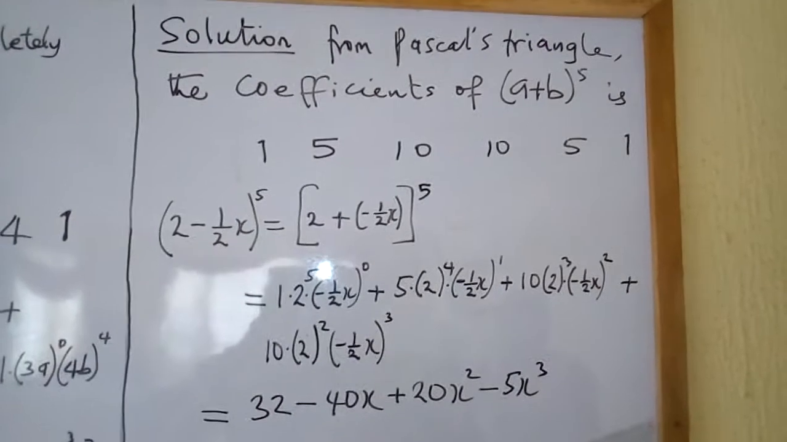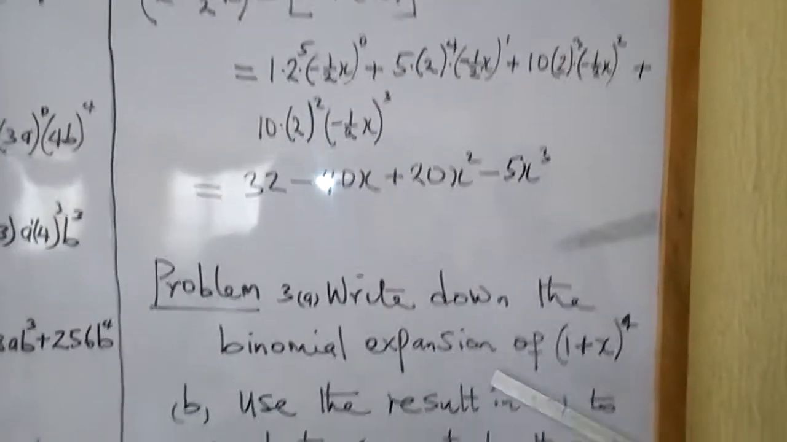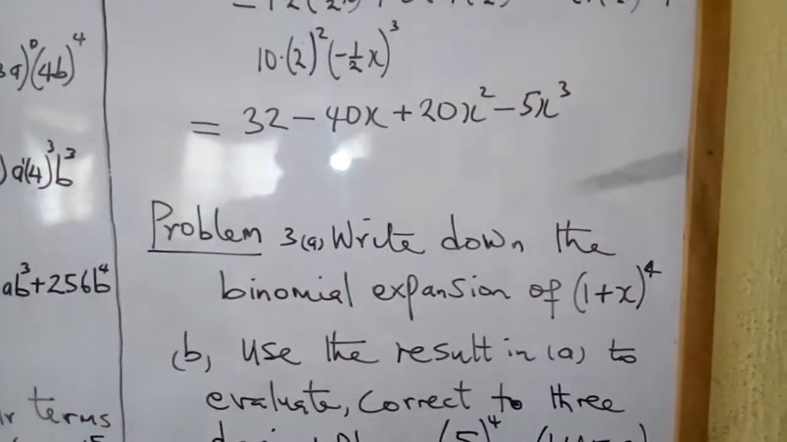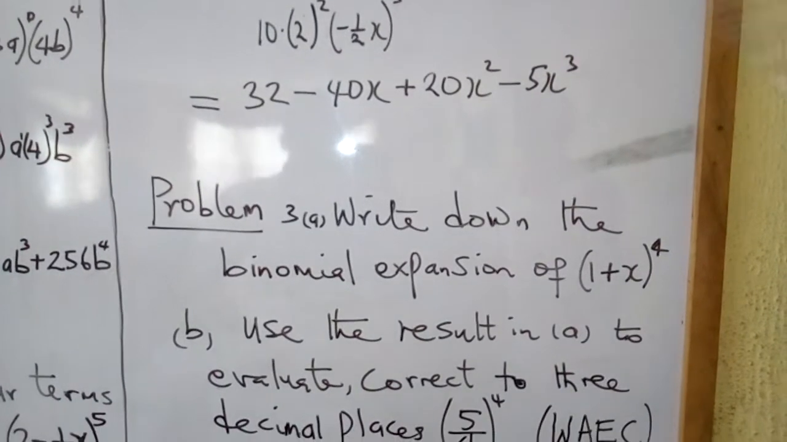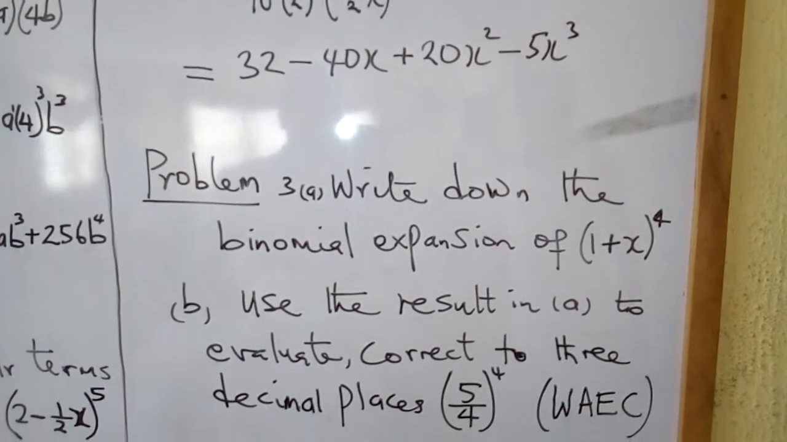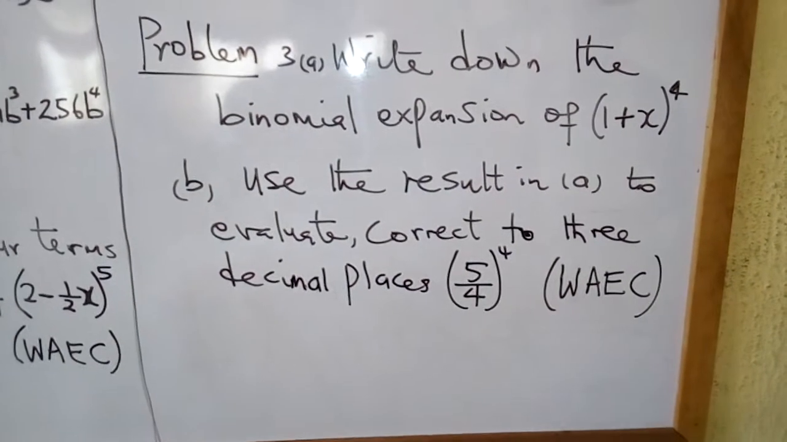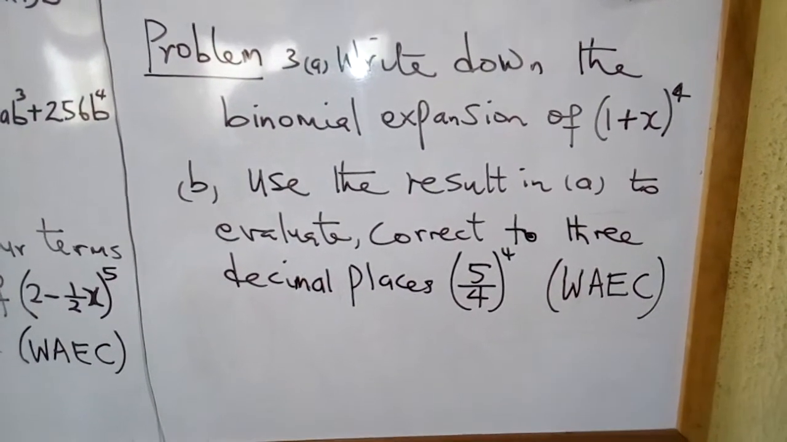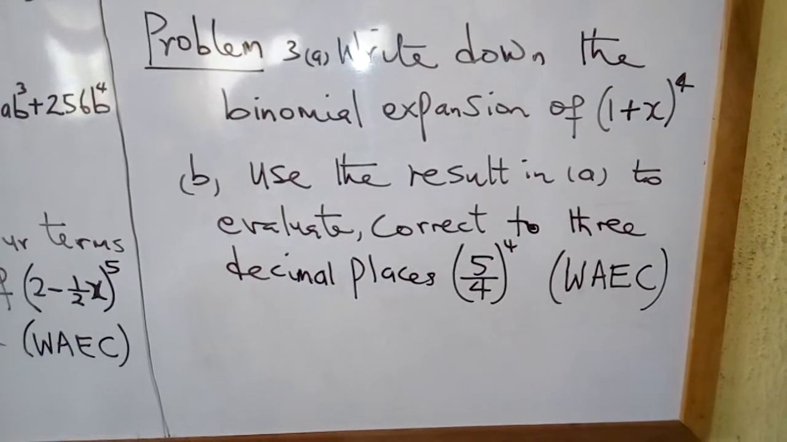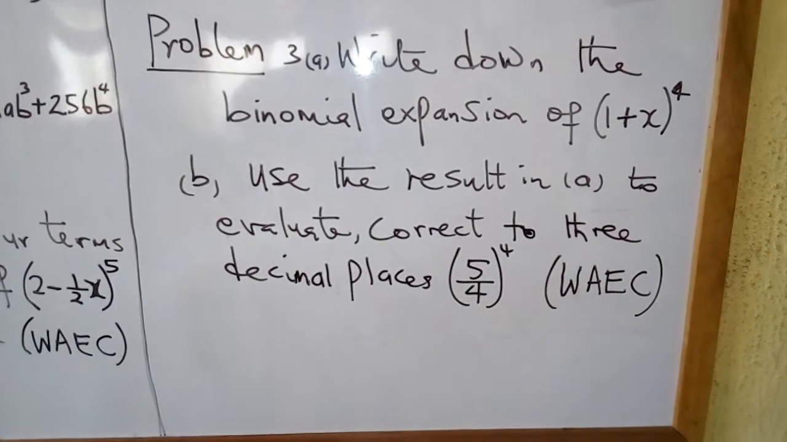Now, problem 3. Write down the binomial expansion of 1 plus x raised to power 4. That's the A part. The B part, use the result in A to evaluate, correct to 3 decimal places, 5/4 raised to power 4. This question is also taken from WAEC.